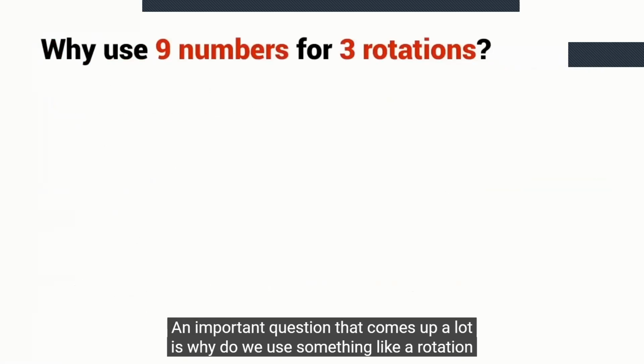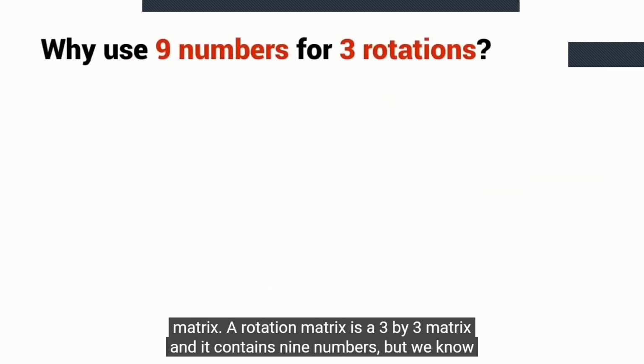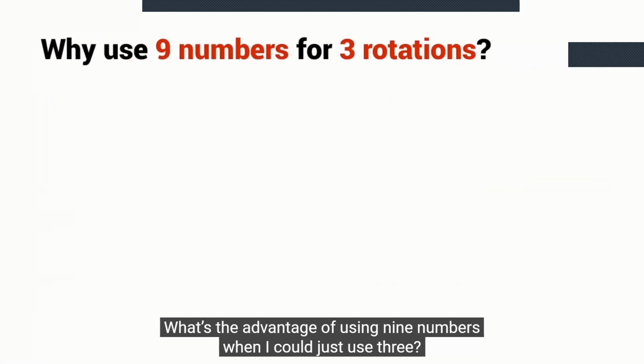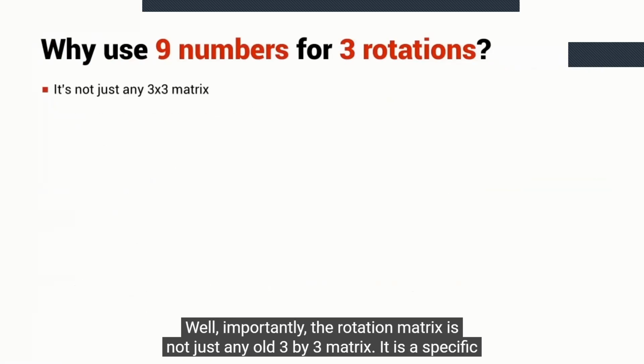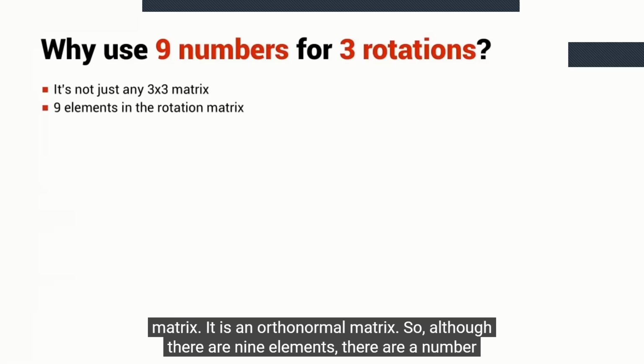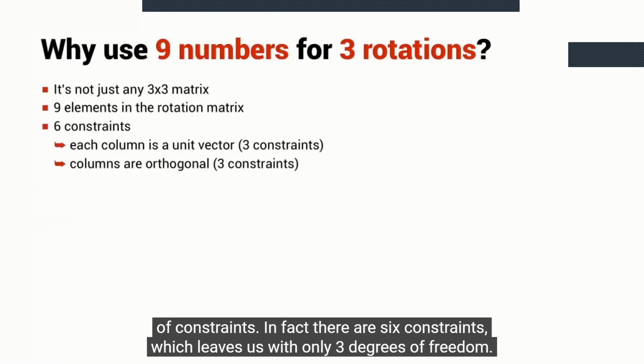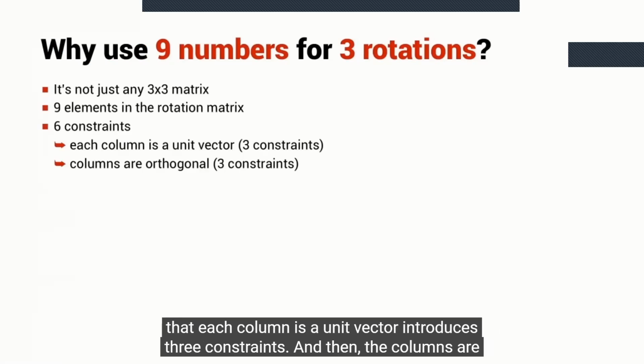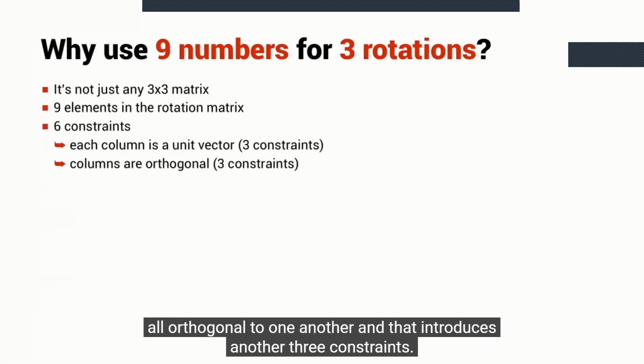An important question that comes up a lot is, why do we use something like a rotation matrix? A rotation matrix is a 3x3 matrix and it contains 9 numbers. But we know from Euler's theorem that we only need 3 numbers, 3 angles, to describe a rotation. What's the advantage of using 9 numbers when I could just use 3? Well, importantly, the rotation matrix is not just any old 3x3 matrix. It is a specific matrix. It is an orthonormal matrix. So although there are 9 elements, there are a number of constraints. In fact, there are 6 constraints, which leaves us with only 3 degrees of freedom. The first constraints are that each column in this matrix is a unit vector. The fact that each column is a unit vector introduces 3 constraints. And then the columns are all orthogonal to one another, and that introduces another 3 constraints.